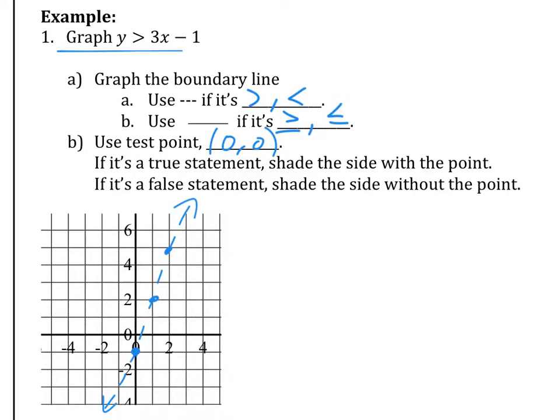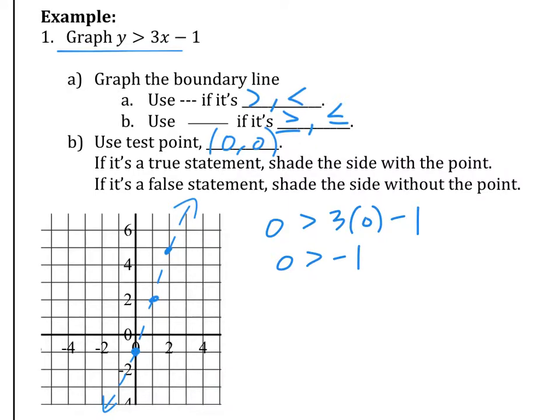So what you do is you plug in 0 into x, 0 into y. So that's going to be 0 greater than 3 times 0 minus 1. So 0 greater than minus 1. And then you ask yourself, is that true? Is 0 greater than negative 1? Yes. So then you're going to shade the side that has 0, 0. Okay, so that's one way to do it.